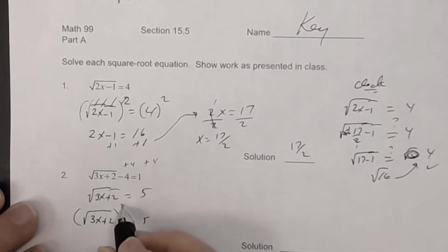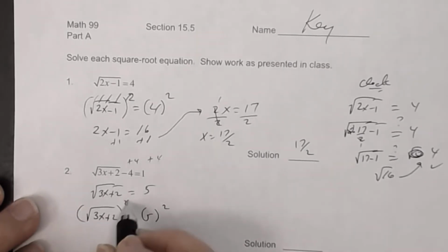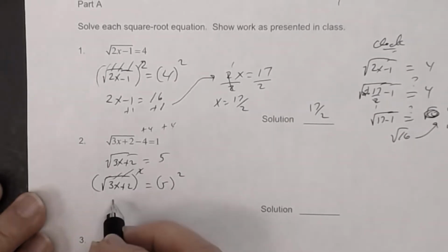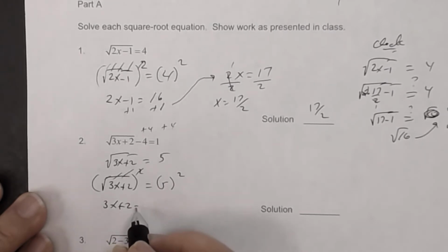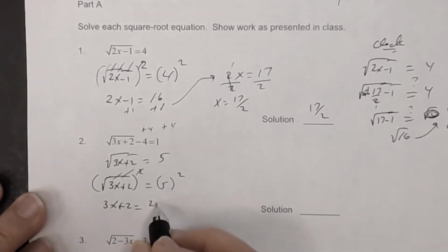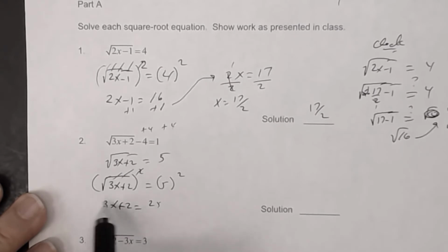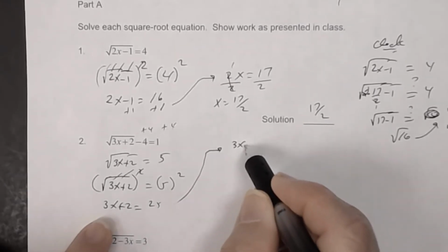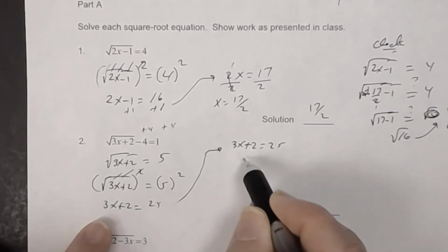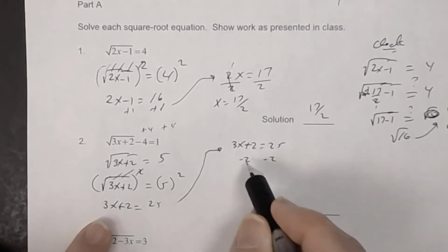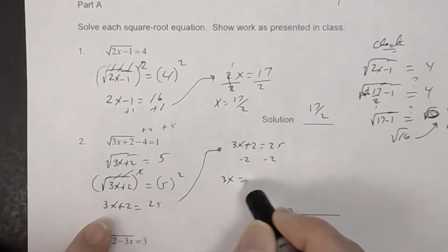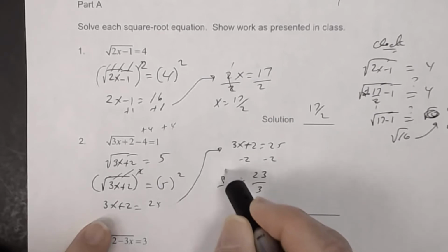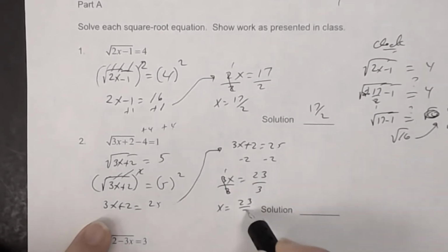When you square both sides, the square and the square root undo each other, so you're left with 3x plus 2, the radicand, equal to 5 times 5, which is 25. So notice I went from a square root equation to a linear equation. Let's solve this linear equation. I'm going to rewrite it over and subtract 2 from both sides, since I've got to solve for x. So I get 3x equals 23. Then divide both sides by 3. I get x to be 23 thirds.